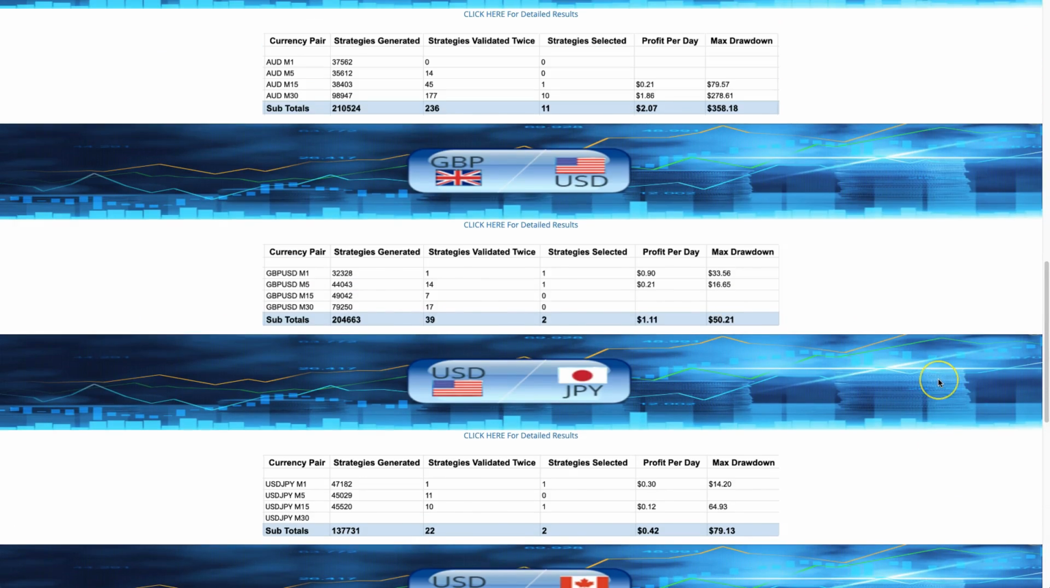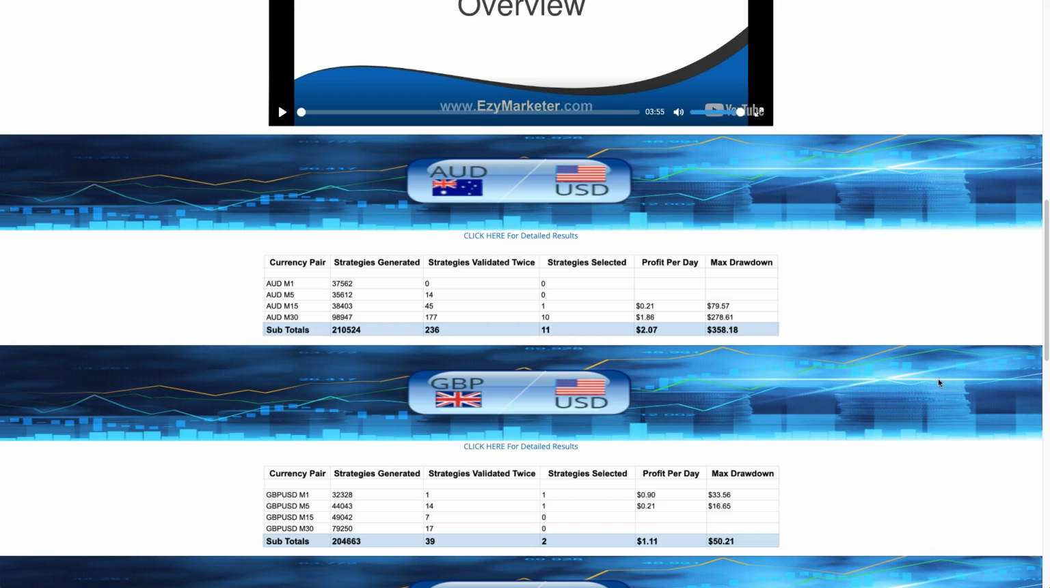So what does this mean? Well, let's just look at the Aussie dollar as an example. The AUD M1, that's a 1 minute chart, M5 is a 5 minute chart, M15 is a 15 minute chart, and M30 is a 30 minute chart. So we trade off 4 different time frames. We can see here the strategies generated.